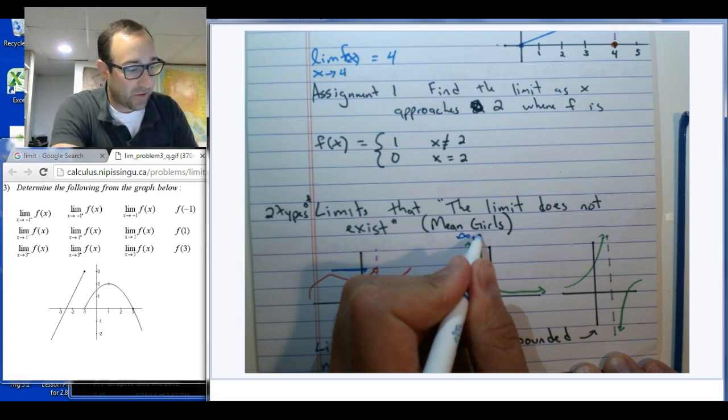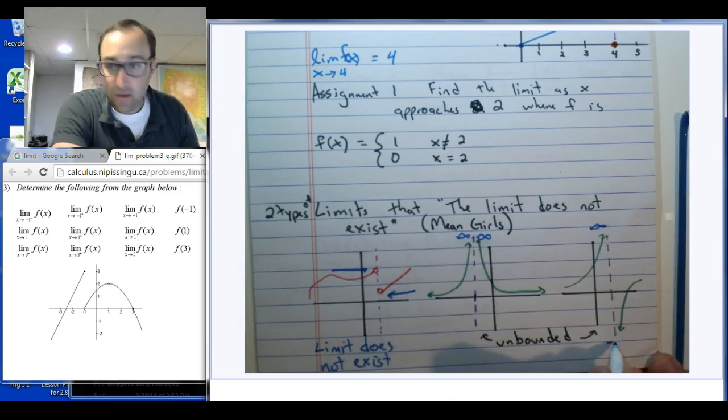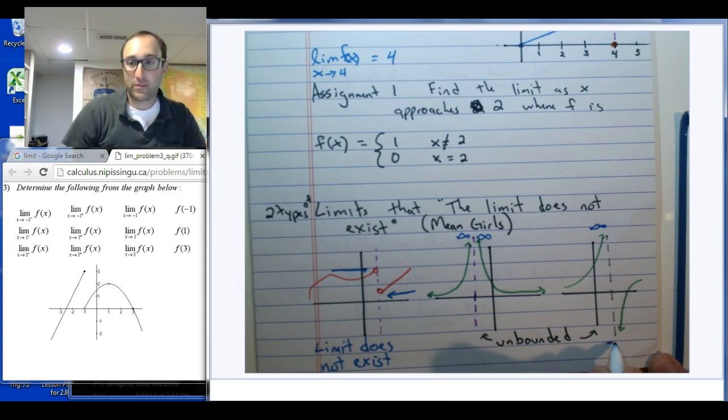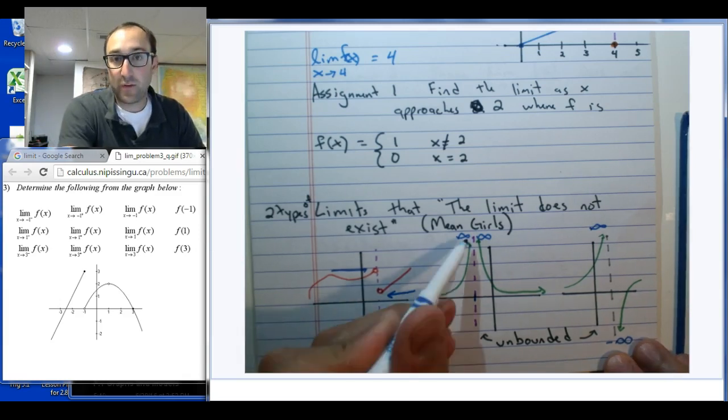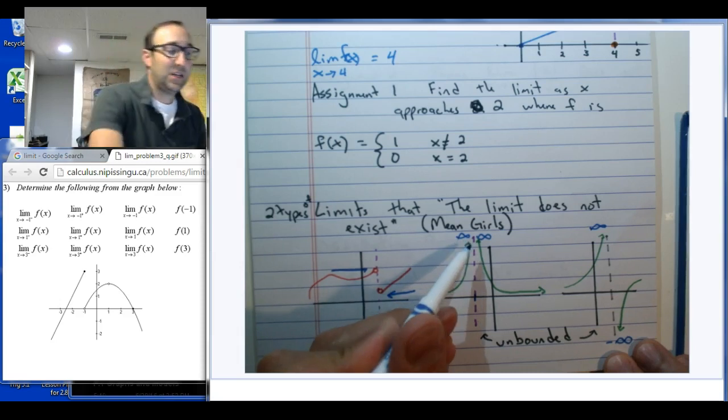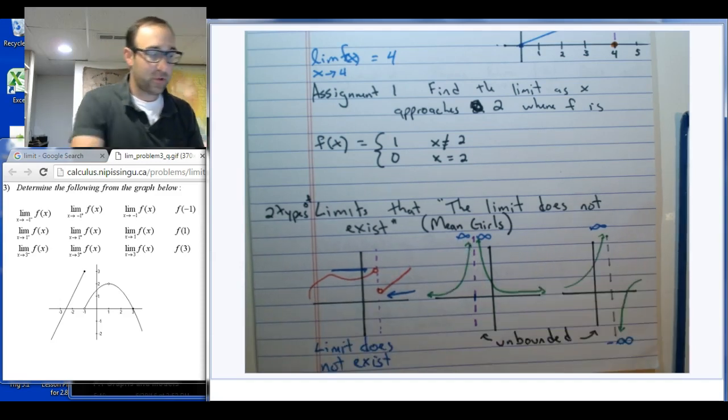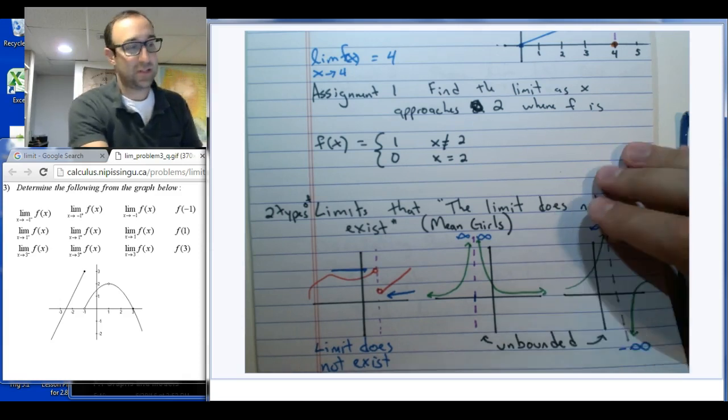Alright, and it also goes for this one. This one's going to positive infinity, this one's going to negative infinity. It's kind of like the first one, where it goes up and down, they're splitting, so that means they're not going to have a limit, because they're going in opposite directions. Even if they're going in the same direction, if they're both going to infinity, the limit does not exist. There is some debate in the math world about that, but we're going to say the limit does not exist.